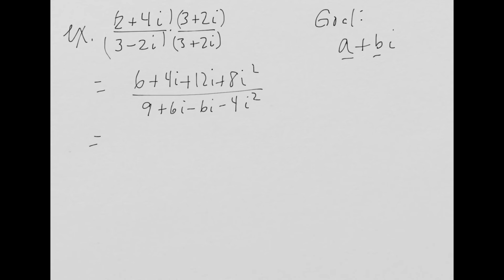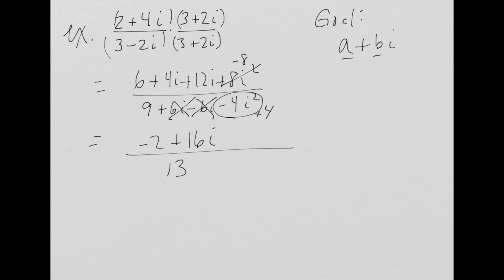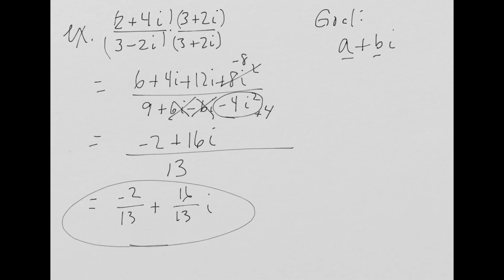Now I'm going to do some simplifying. So on the top, 8i squared is the same as negative 8. So I get negative 2 because of that, 6 plus 16i. On the bottom, these two middle terms go away. Negative 4i squared is the same as a plus 4. So I just get 13 on the bottom. So this gives me negative 2 over 13 plus 16 over 13 i. And there's going to be my answer.